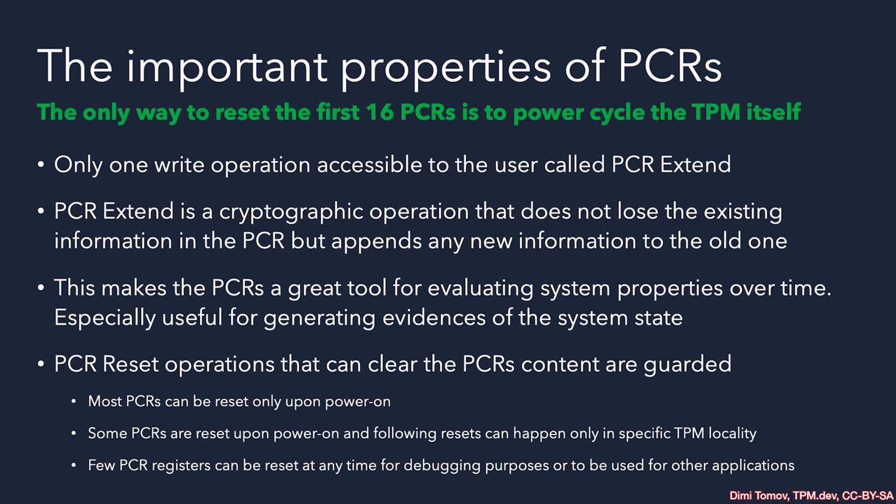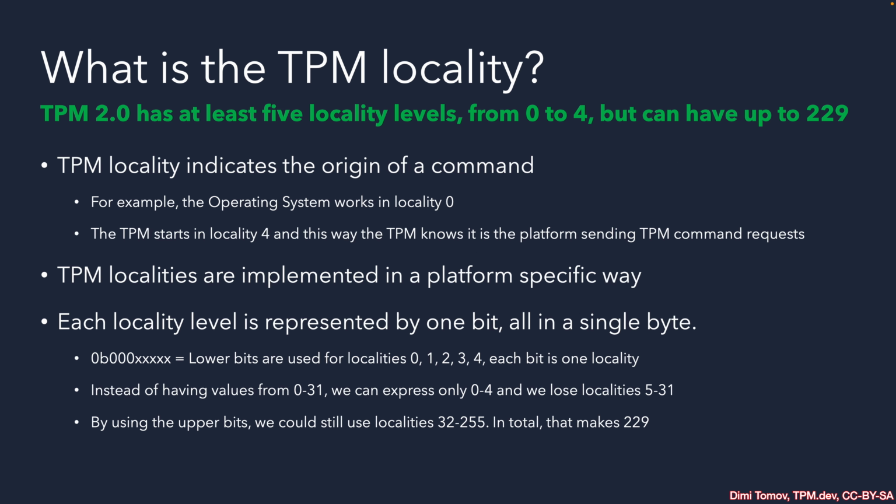As mentioned, most of the PCRs can be reset under very strict rules. What is TPM locality? There are at least 5 locality levels from 0 to 4 that any TPM 2.0 has. The TCG does not limit the number of localities. However, it is the most common case to see from 0 to 4. The TCG specification allows a TPM to have up to 229 of these levels.